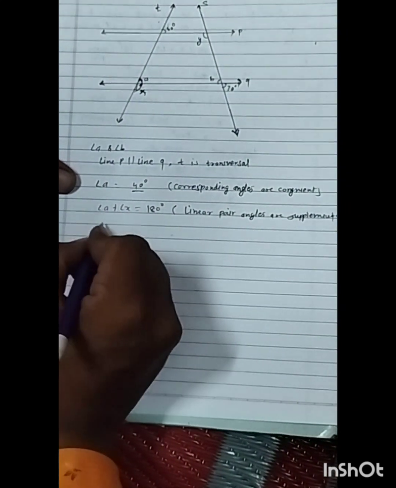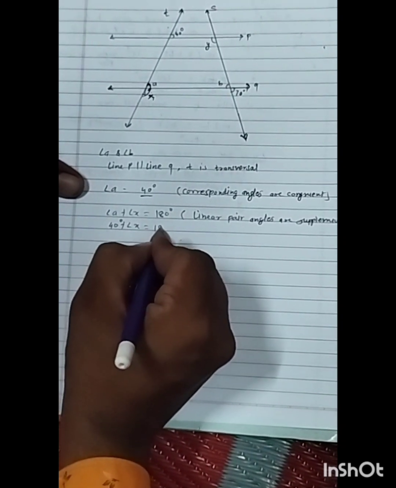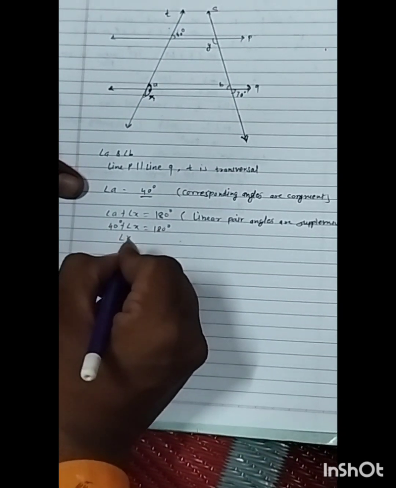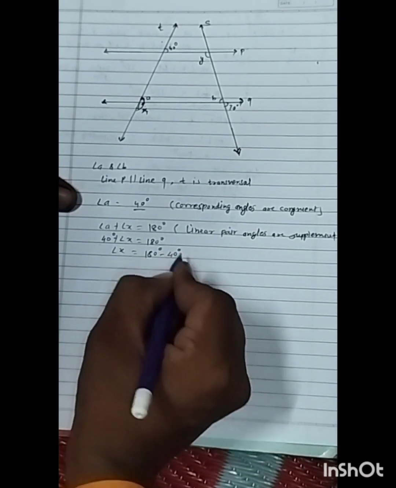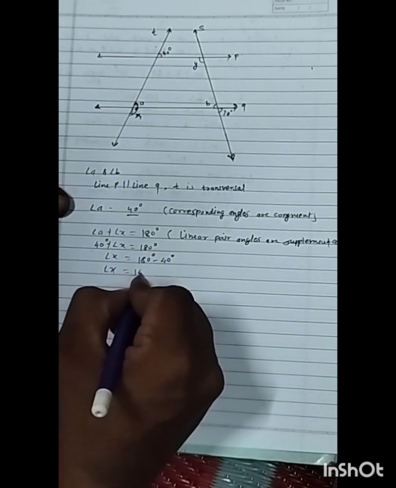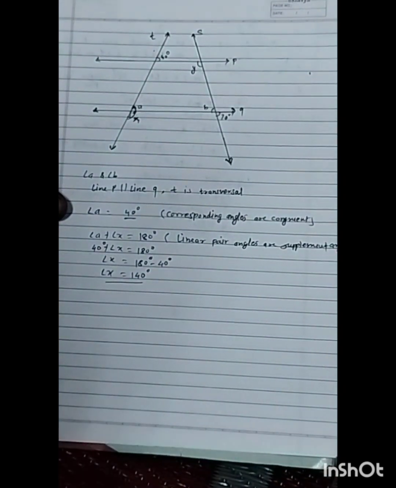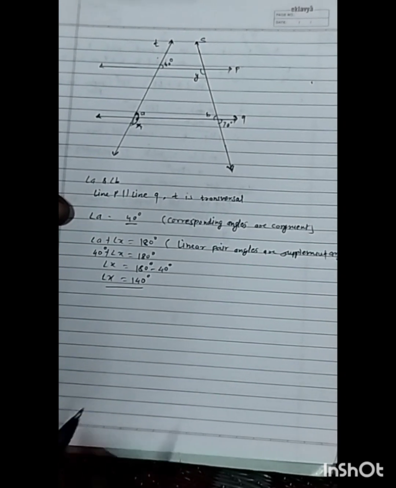So we can write angle A plus angle X is equal to 180 degrees. Already we have angle A is equal to 40 degrees. So angle X is equal to 180 minus 40. The 40 is for addition here, it will go for subtraction. So angle X will be 140 degrees. Understood students? Now second, we have to find the angle Y.